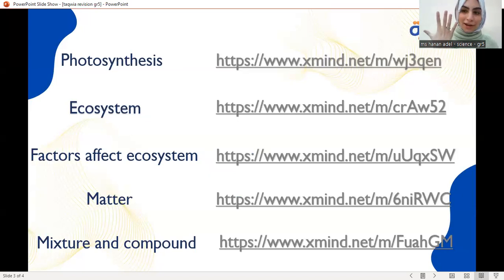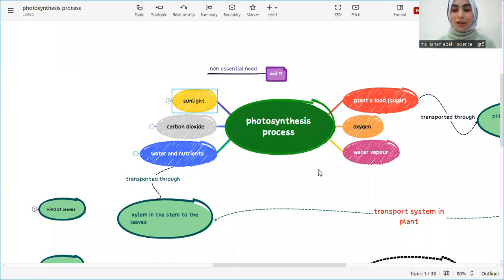We will have 5 mind maps today. The first one is photosynthesis process, then ecosystem, then factors that affecting the ecosystem, then matter, then mixture and compound. Let's start and don't waste more time. The first one, which is the photosynthesis process.